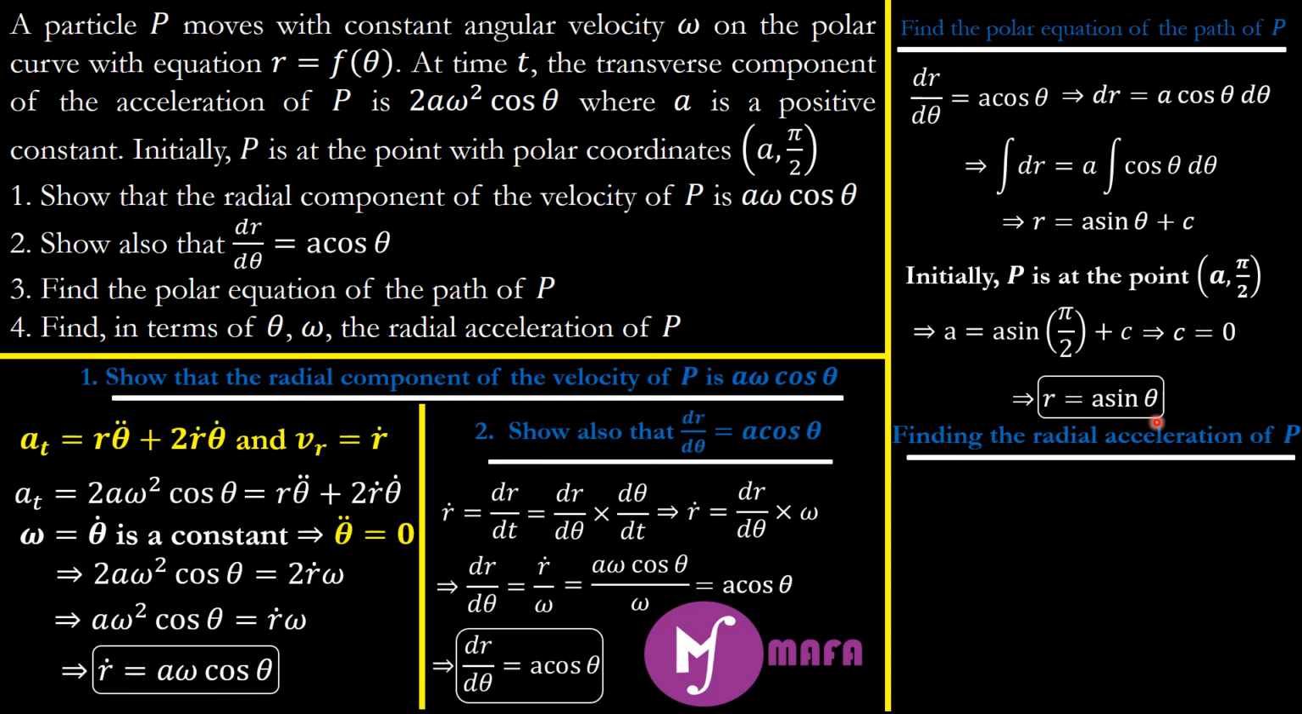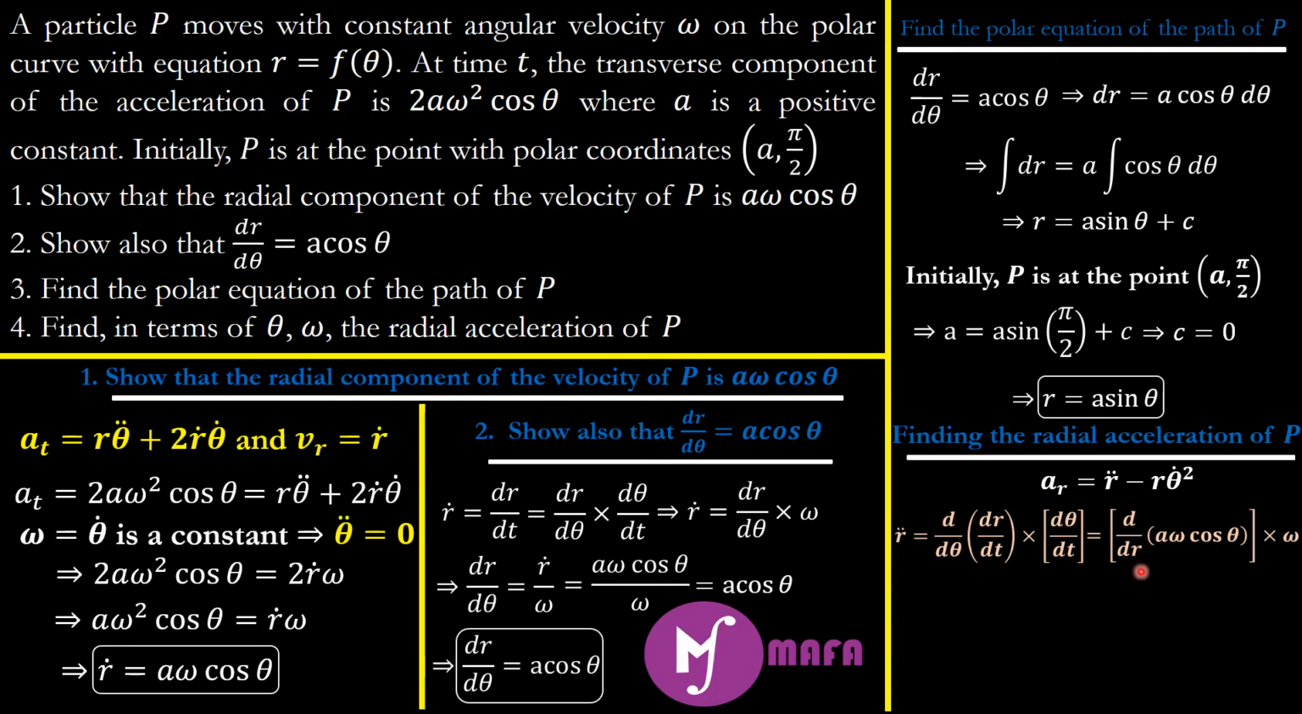And finally, we need to find the radial acceleration of the particle. The radial acceleration is given by r double dot minus r theta dot squared. Now we need to find those various components. Let's begin with r double dot. Note this transformation very well. r double dot is equal to d by d theta of dr by dt, times d theta by dt.